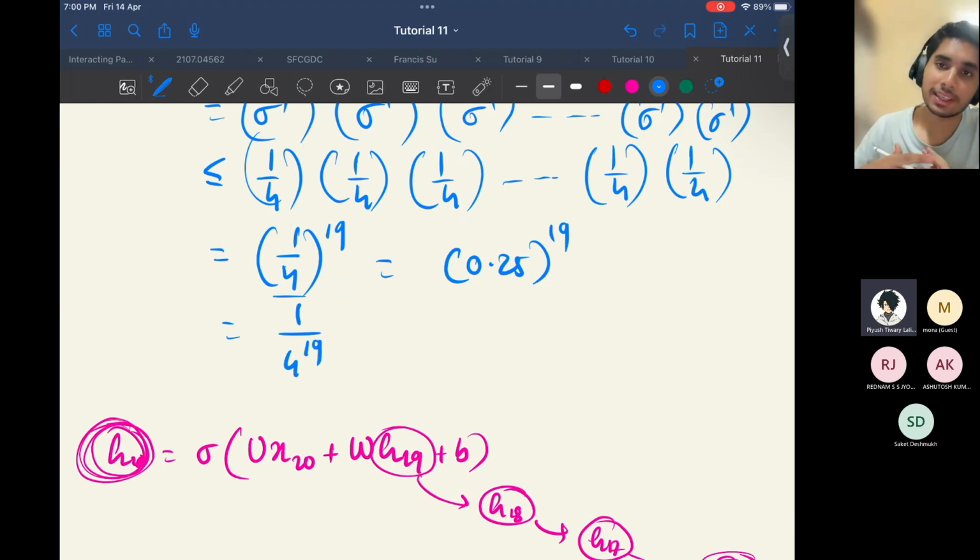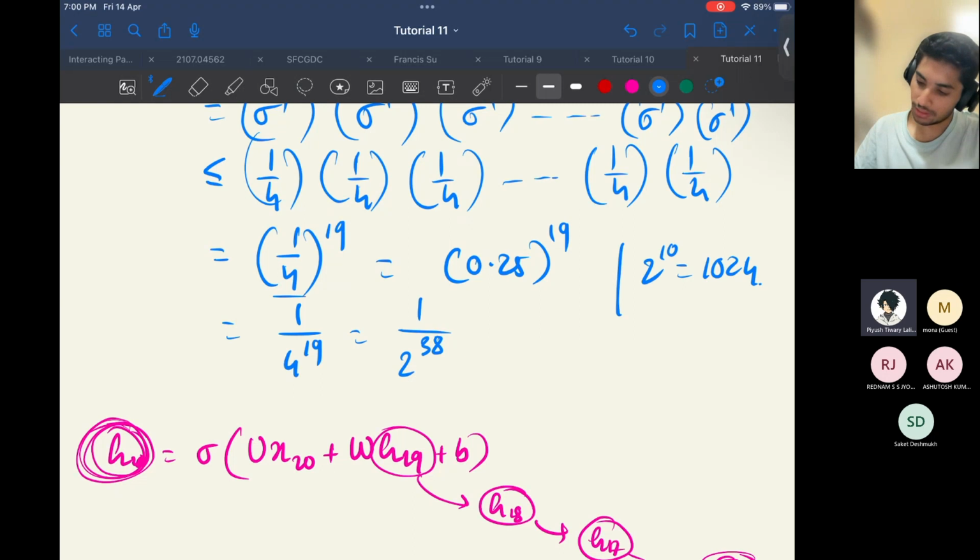So 4 raised to 19 is a very big number, right? If you want to get an idea, 4 is 2 squared, so it will be 2 raised to 38. And just to give you a hint, 2 raised to 10 is like 1024. So this is a really big number.